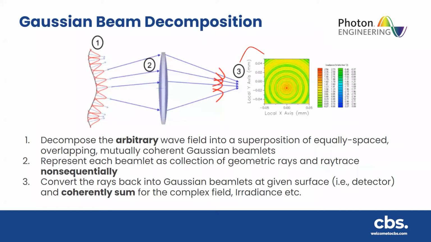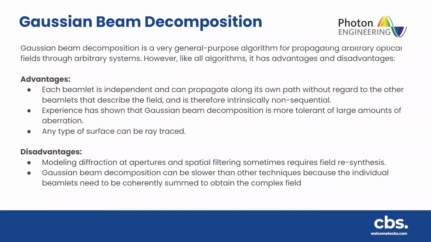So it's quite a nice, flexible, elegant technique. And just to summarize, we decompose the source into a series of Gaussian beamlets. We trace these beamlets as a series of rays through the system, and then we recombine them and coherently sum on the detector to get the field and the interference effects, diffraction effects, and so on. So that's called Gaussian beam decomposition. It's a very general purpose algorithm, which is a huge merit in its favor.